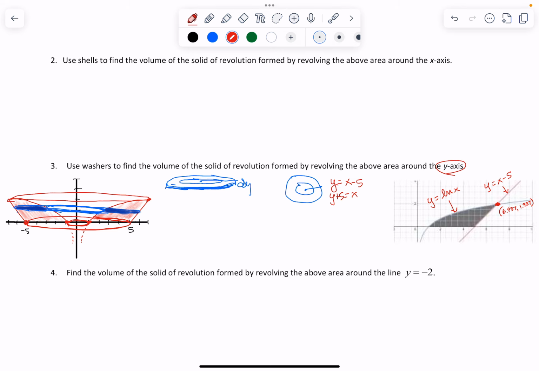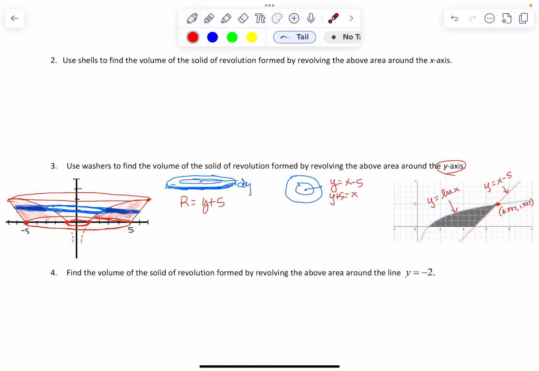So big R is going to equal y plus 5, because the length from the center all the way out to here is going to depend on the height. When the height is only here, it goes out to here, but when the height's up here, it's going to go all the way out to there. And so that x value is dependent upon what the y value is.